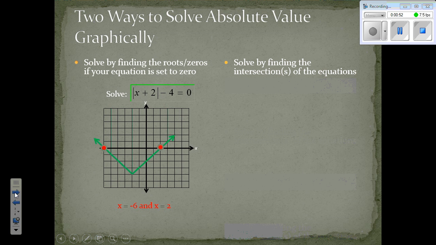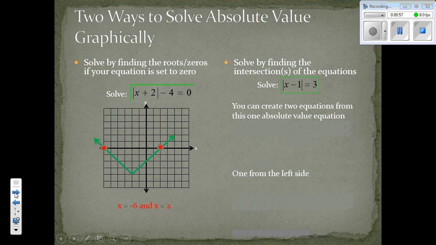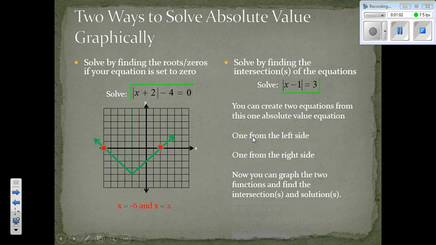However, not all equations are set equal to 0. So we can also find the intersection of an equation by graphing the left side and the right side. If we take a look at this absolute value equation, we have the absolute value of x minus 1 equals 3. So the left side refers to everything on the left side of the equal sign, and the right side is everything on the right side of the equal sign. What we're going to do is split it and graph each as its own separate graph. So y equals the absolute value of x minus 1, and y equals 3.